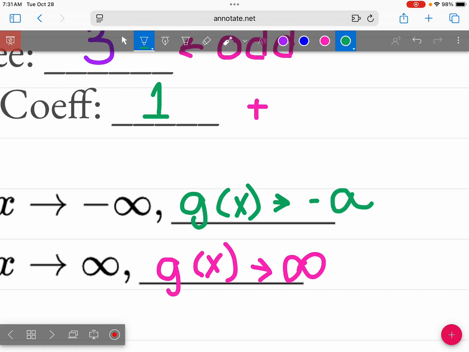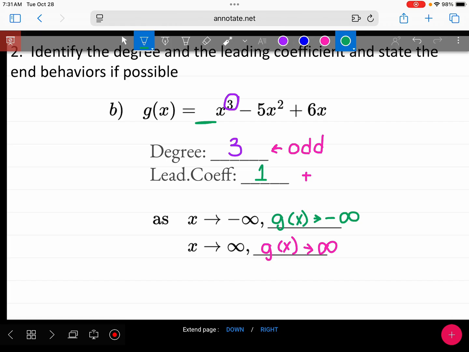Odds go in opposite directions. So our function's going to approach negative infinity. If we have an odd function, they go in opposite directions. If we have an even function, they're matchy-matchy. Even has sameness, odds are opposites. So since it's odd, it'll be negative. Then our left arrow goes negative.